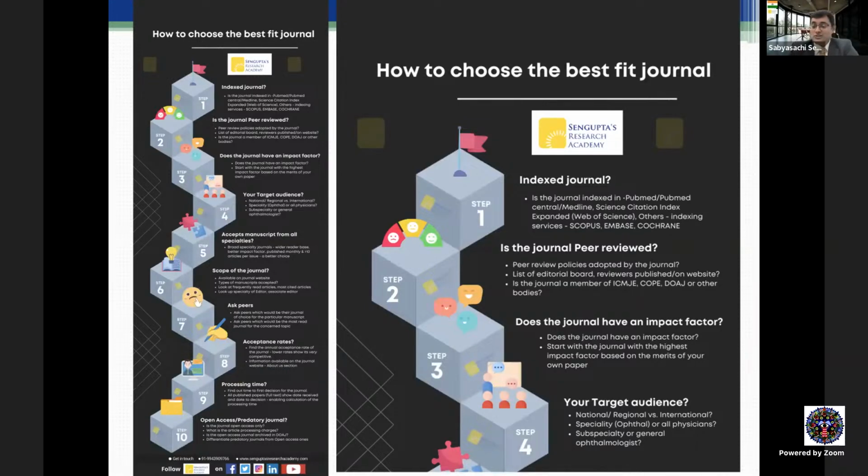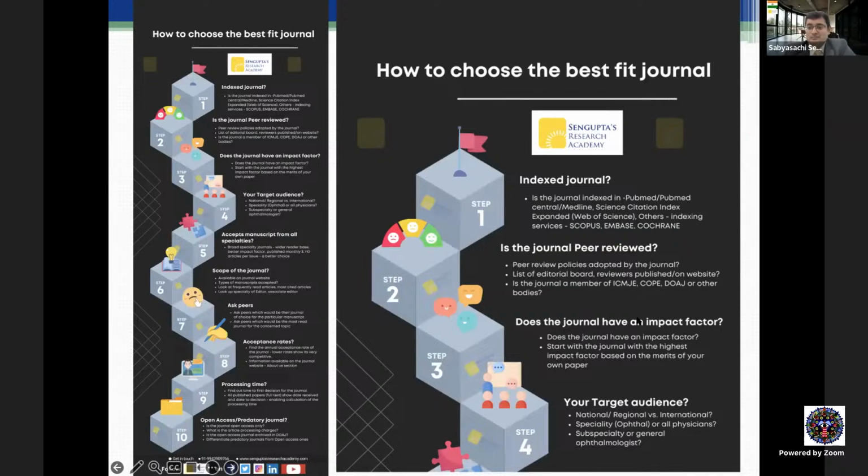There are some journals which are not peer reviewed, believe it or not. So you need to understand who is looking at a paper, and what peer review process the journal follows, right? Importantly, under that, is the journal a member of ICMJE or COPE? COPE is the Committee on Publication Ethics. DOAJ is the directory of open access journals. These are some of the bodies which give guidelines for proper peer review. So, is the journal peer reviewed is the next question. But if it's an indexed journal, it will be peer reviewed.